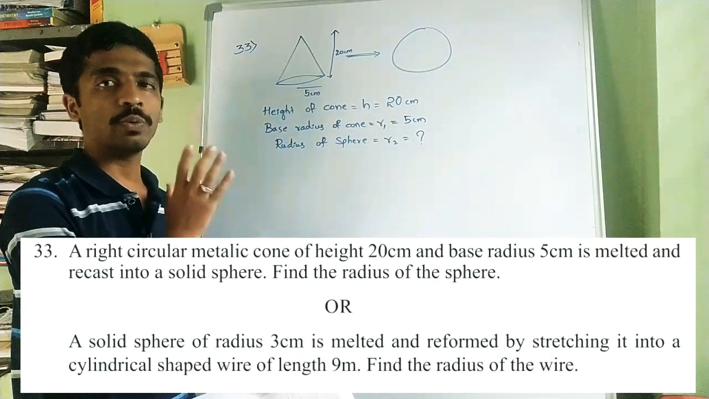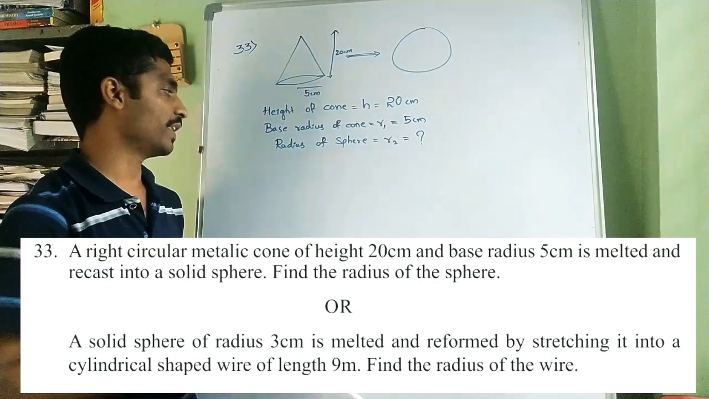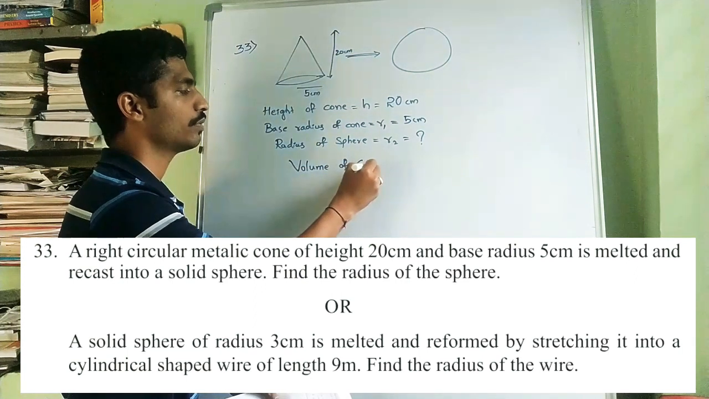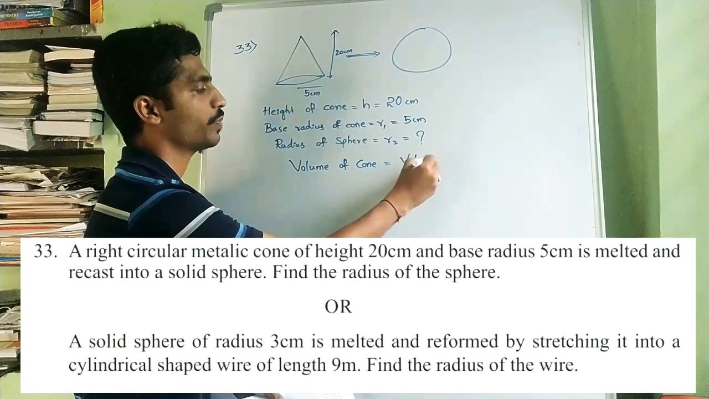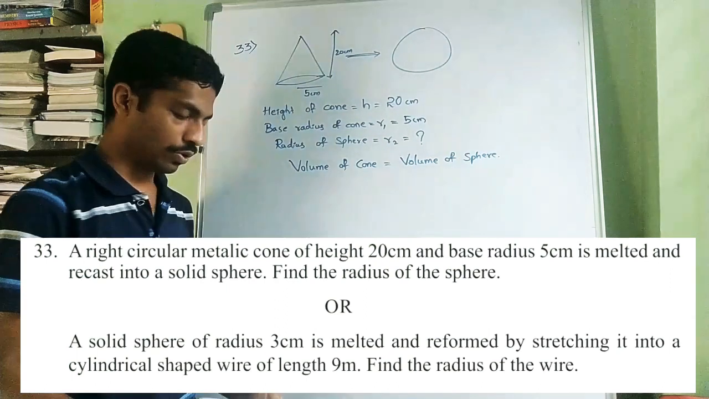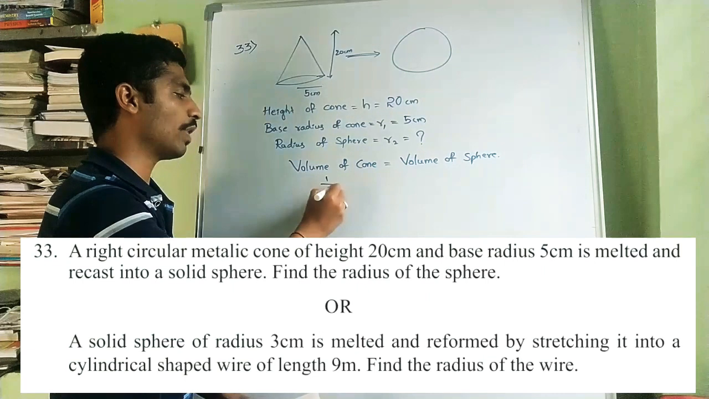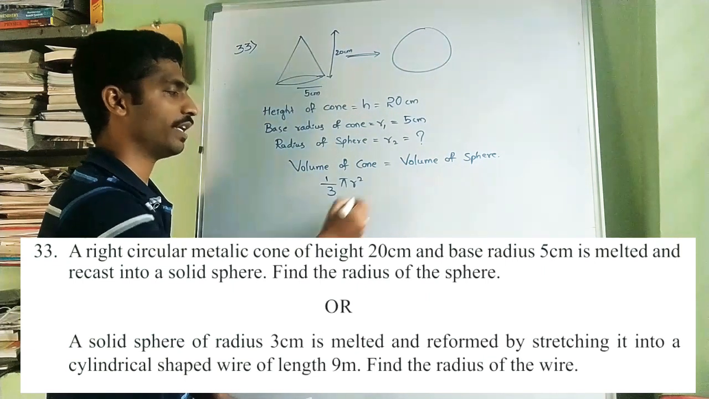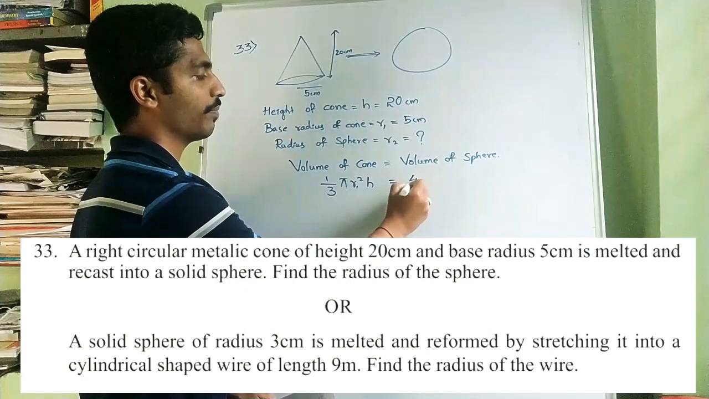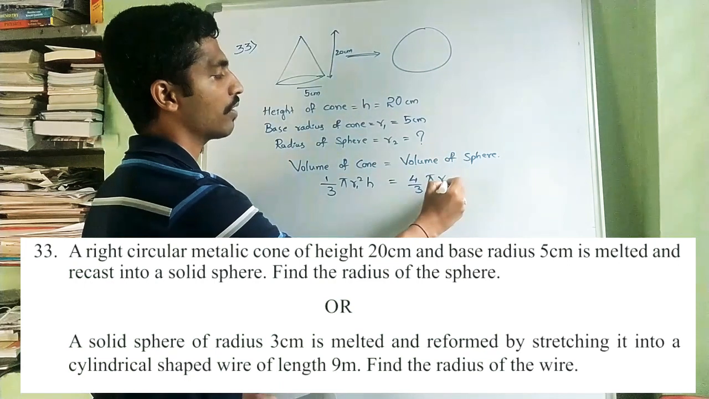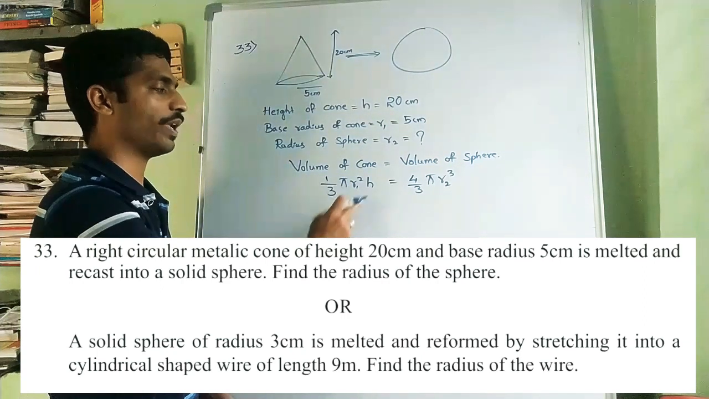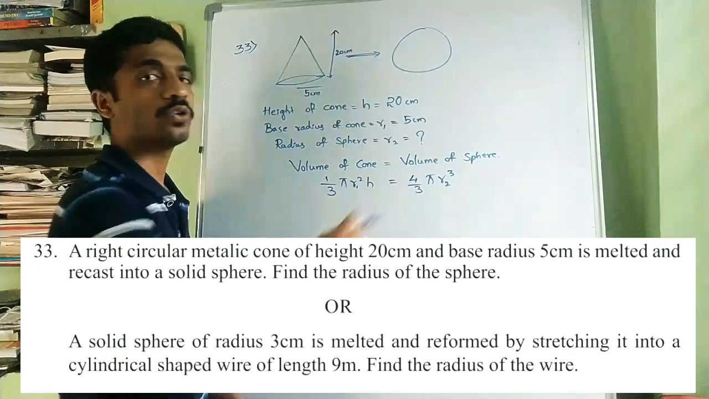Okay. So here cone they made it into sphere. So the volume of cone is equal to volume of sphere. Okay. So what is the formula of volume of cone? That is 1 by 3 pi r1 square h. And volume of sphere will be 4 by 3 pi r2 cube. So 1 by 3 pi r1 square h equal to 4 by 3 pi r2 cube.